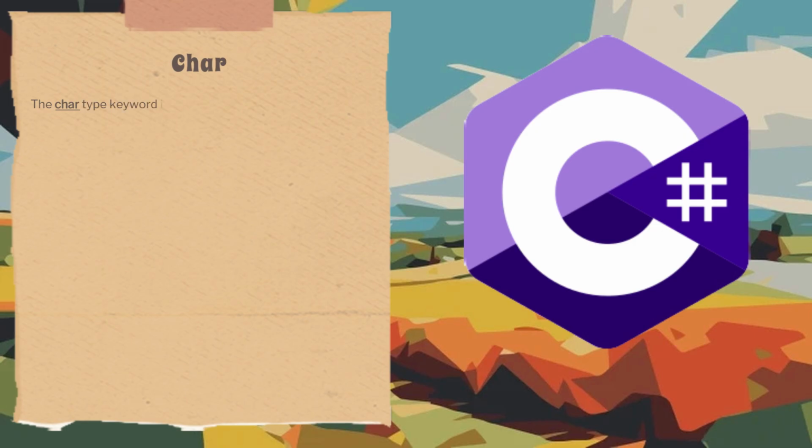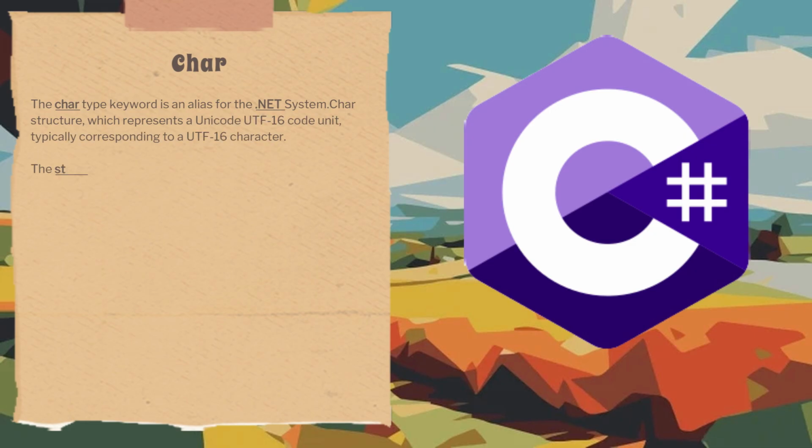The char type keyword is an alias for the .NET System.Char structure, which represents a Unicode UTF-16 code unit, typically corresponding to a UTF-16 character. The string type represents text as a sequence of char values.